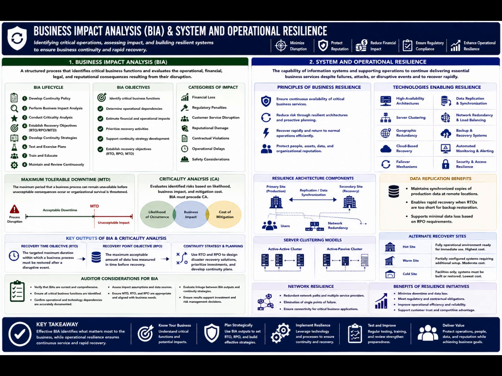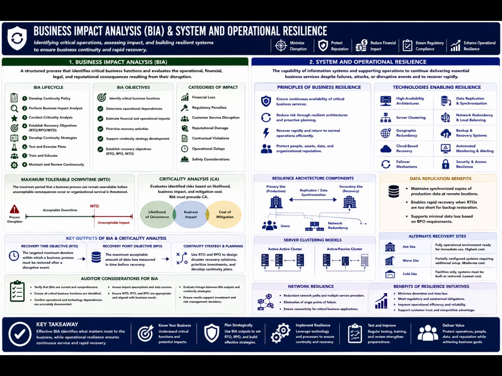Business continuity and operational resilience have become strategic priorities for organizations that rely heavily on information systems to deliver critical products and services. Cyberattacks, natural disasters, infrastructure failures, supply chain disruptions, and human error can interrupt business operations and cause significant financial and reputational damage. Consequently, organizations must identify critical business functions, quantify operational impacts, and implement resilient architectures that ensure continuity and rapid recovery.